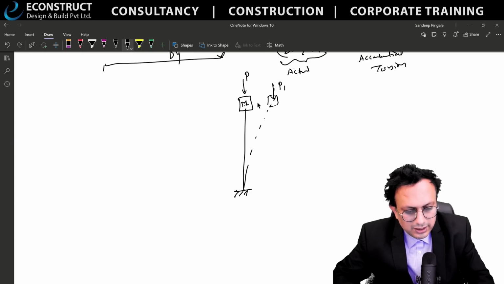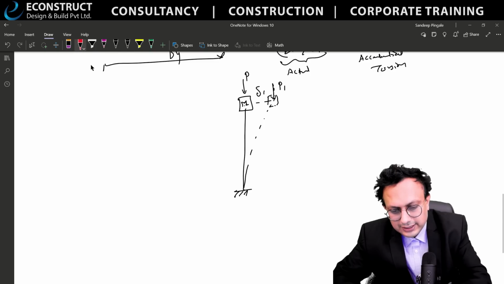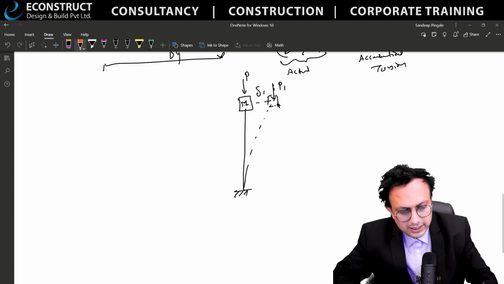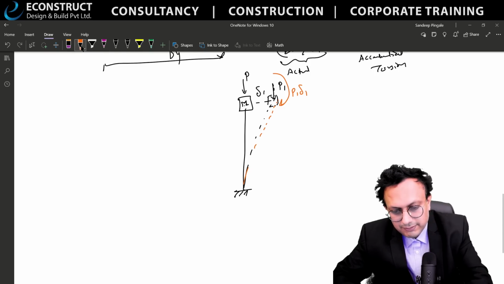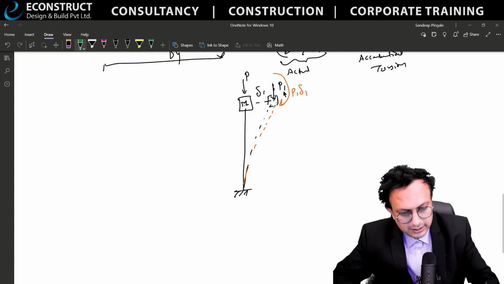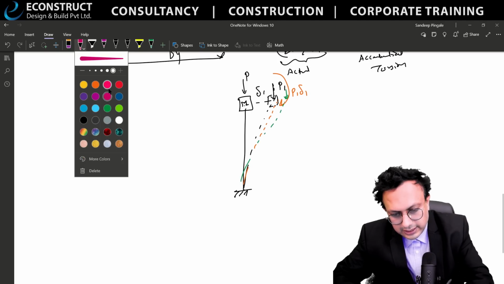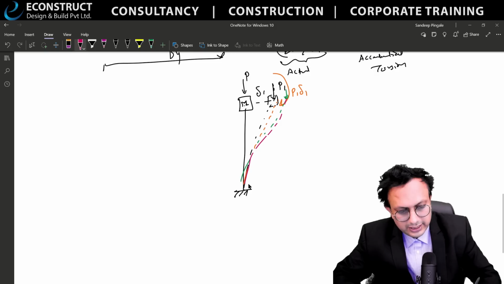So this is P1 multiplied by delta 1. Because of this, the second order bending moment will start, and you will see that the deflection has increased due to P1 into delta 1. Understood? Again, due to P1 into delta 1, some more deflection will come. It is like this over here. So again, this will be P2 into delta 2. Again, it will be some more. It is P3 into delta 3.